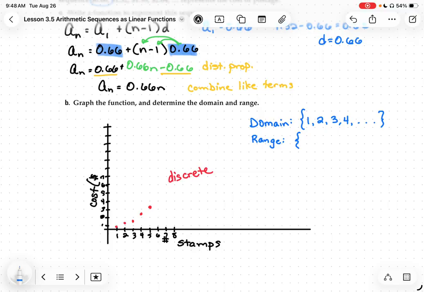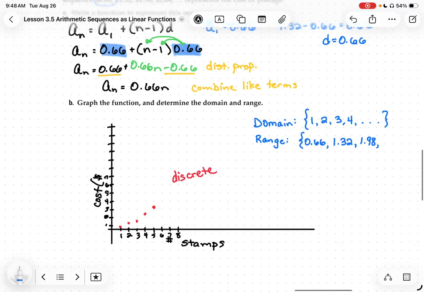Now, what about the range? The range is going to be the set of all y values. Again, we are going to have to list these out because she can spend 66 cents on 1 stamp. She could spend $1.32 on 2 stamps, but there's no way she could spend exactly $1. You can't spend exactly $1 when the stamps cost 66 cents each. So we did 4 for the domain. Let's go ahead and do 4 for the range also. Those are the first 4 values. And then we'll do this ellipsis here.